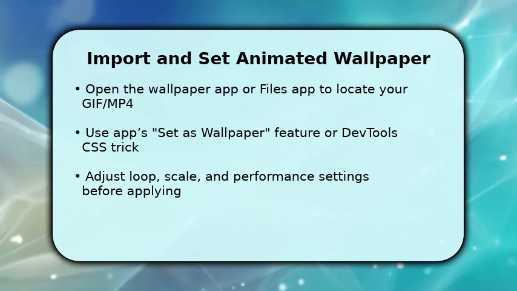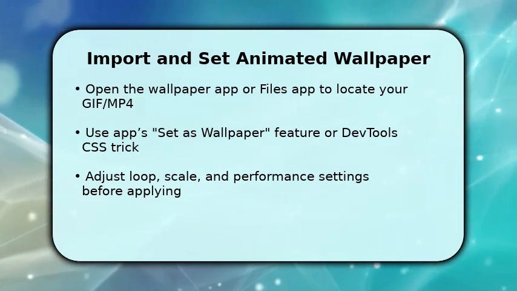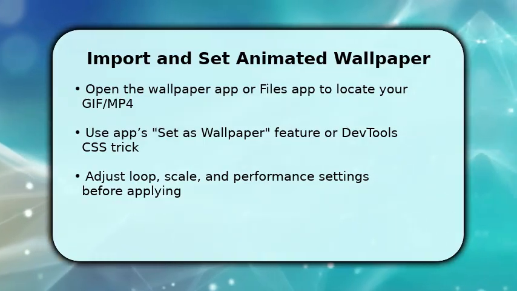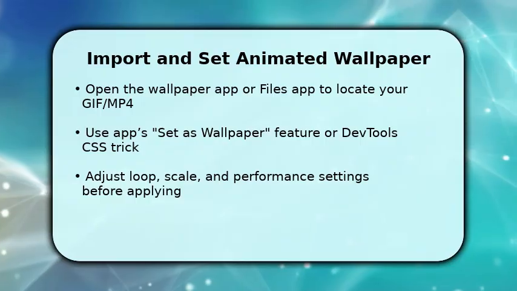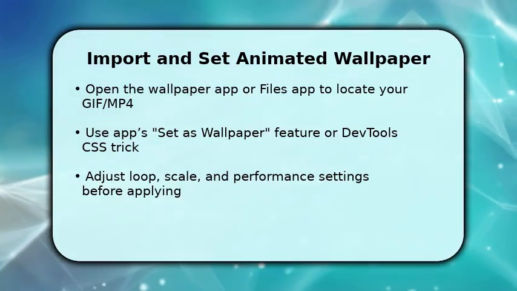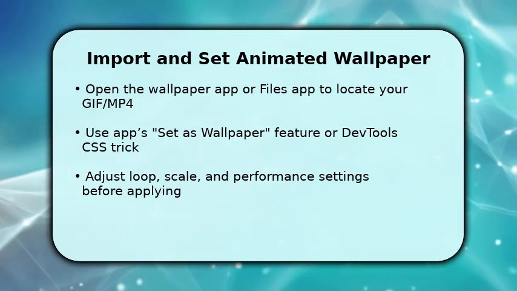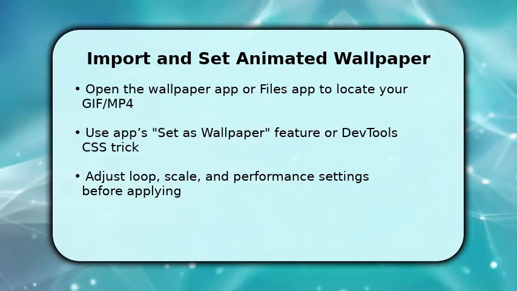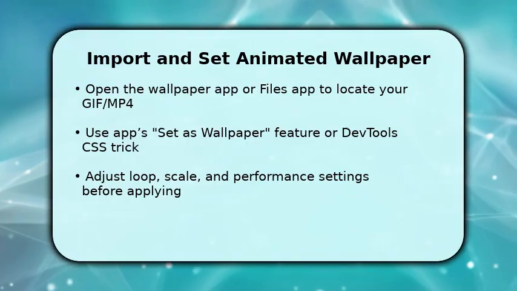Open the Wallpaper app or the Files app and locate the GIF or MP4. Then use the app's set as wallpaper function. If using DevTools, apply the small CSS animation or video element overlay to the background. This gives precise control. After applying, adjust loop behavior, scaling options, and any performance throttles to prevent battery drain.